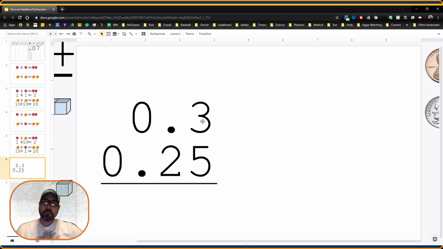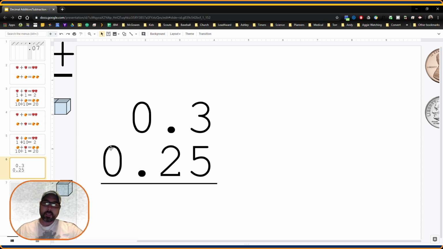Okay, so I have 2 numbers here, 3 tenths and 25 hundredths. Now, if I were to put those on a place value chart, it would be a lot easier. But I don't have a place value chart here, so I'm going to use some pictures to represent this before I even worry about addition or subtraction. So let's build these 2 numbers.